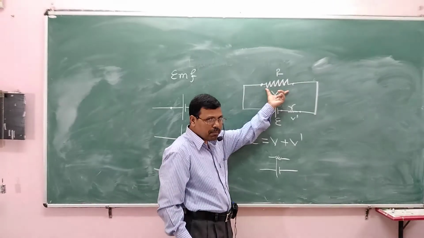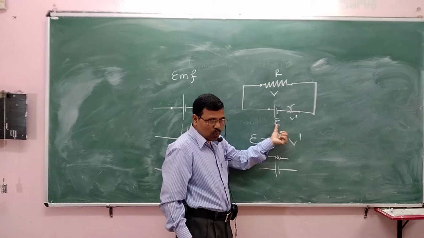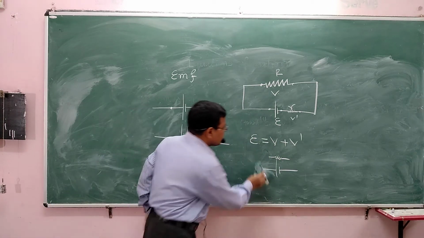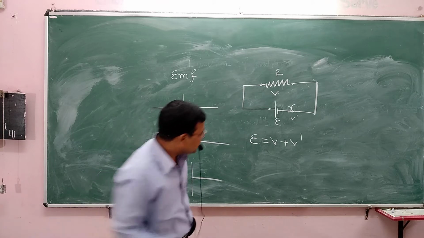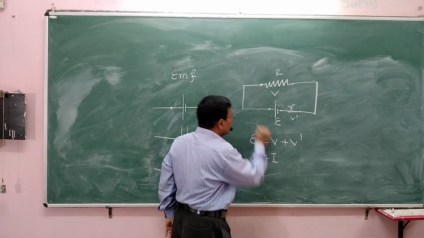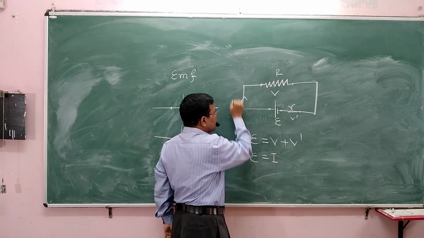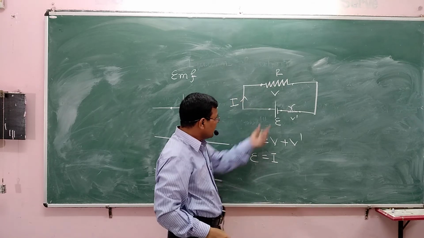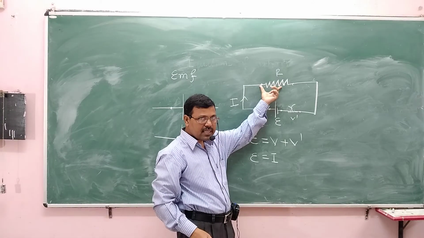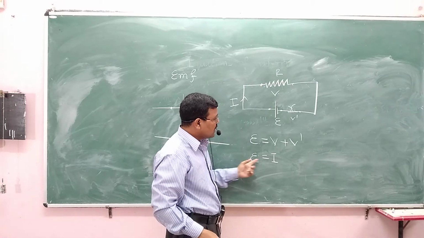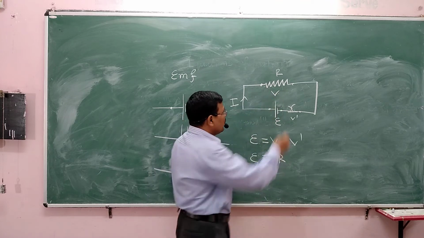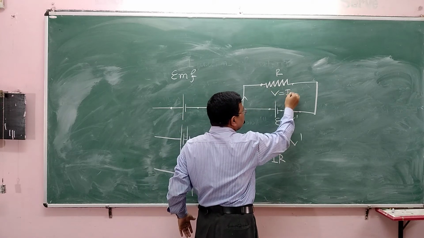So this V plus this V dash is equal to E. How do we write that E? E we write as E is equal to V, which according to Ohm's law is the current into resistance. This is current I. Current is drawn from the cell by the resistor. So E is equal to IR.